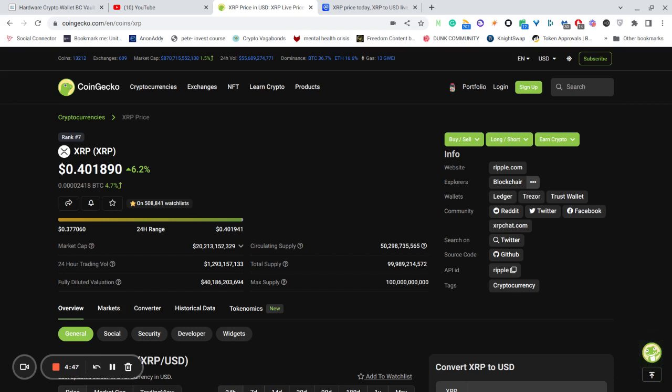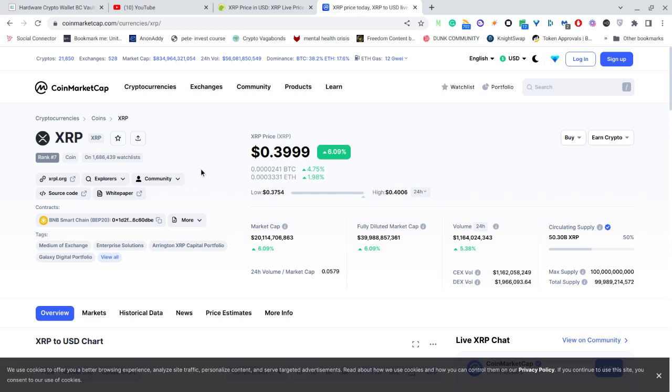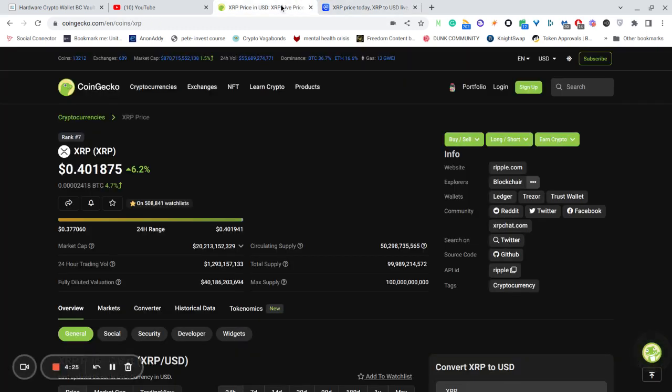So there are two main websites you can go to. There's going to be coingecko.com and there's going to be coinmarketcap.com. Coinmarketcap.com is owned by Binance Exchange, so they will be more biased towards Binance, and you have coingecko. Coingecko is independent, so I actually prefer to use coingecko.